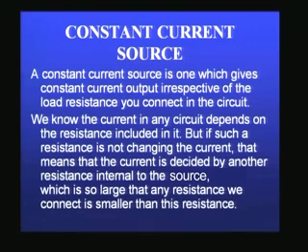The constant current source is something in which the current is a constant, just as you have a constant voltage source where the voltage is a constant irrespective of the value of resistance I connect across the output terminals, the voltage will remain constant. In the same way, in a constant current source, irrespective of the value of the resistance I connect in the circuit, the current will always be a constant.